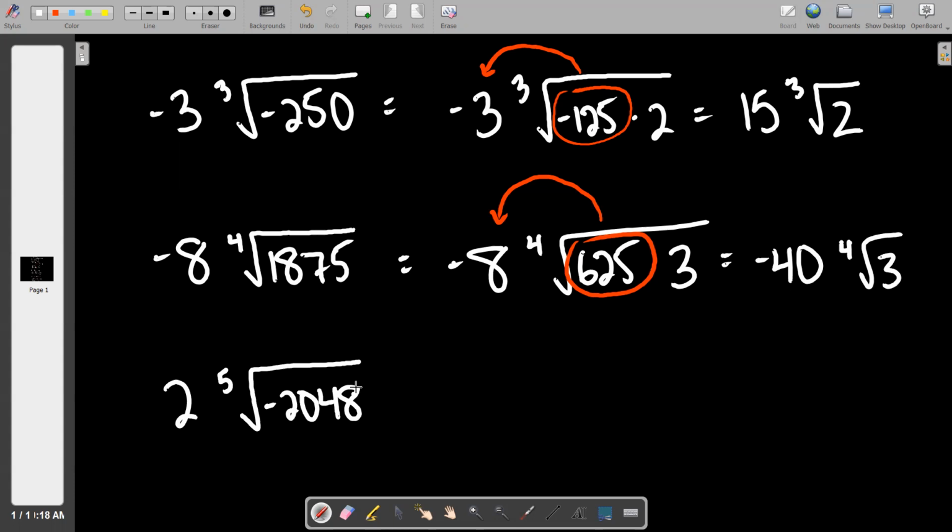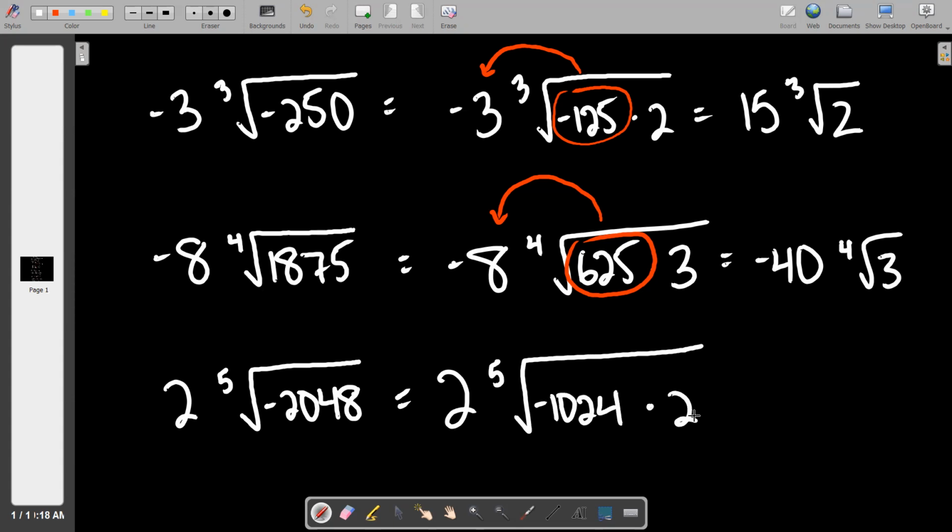As you scour your list of fifth powers, did you find it? 1024. And because it's a negative, we're going to have 2 times the fifth root of what? There you go. -1024 times 2. Remember, always feed the negative into the future jailbreak. You're basically saying you're going to get out of this place, take the negative with you, sucker.